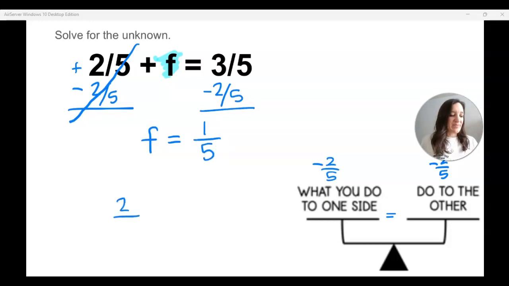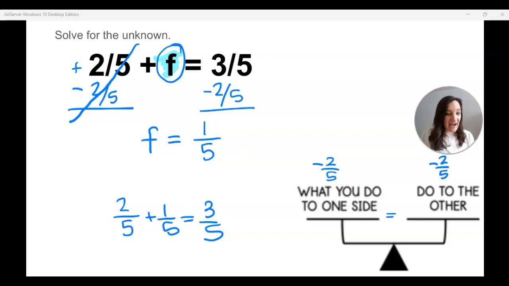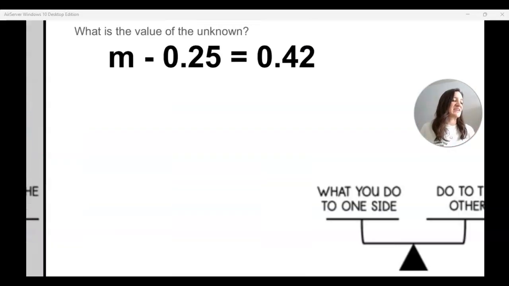And I can plug it back in to see. Instead of the f, I'm going to put 1/5. Is it true that 2/5 plus 1/5 is 3/5, like it says right here? Yes. So we've checked it. We are 100% certain that we know that f equals 1/5. Okay, so using inverse operations work even if the equation has fractions and decimals.